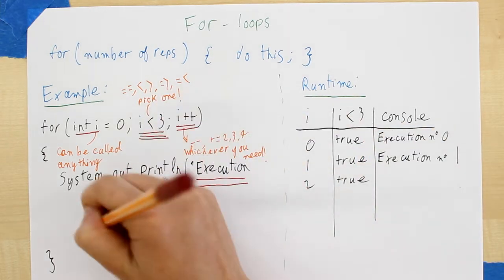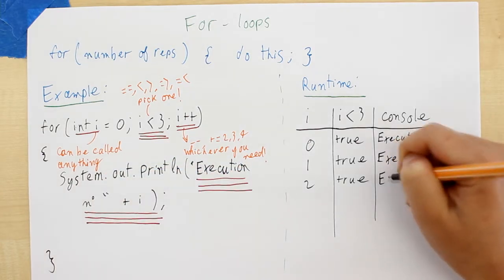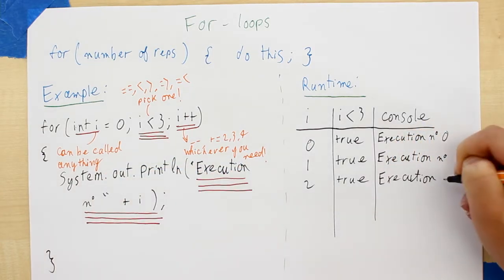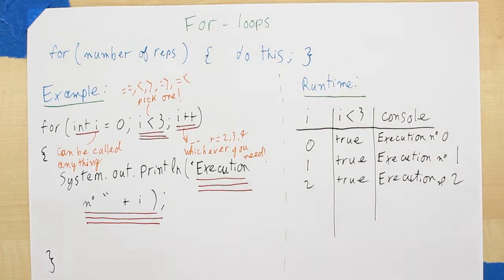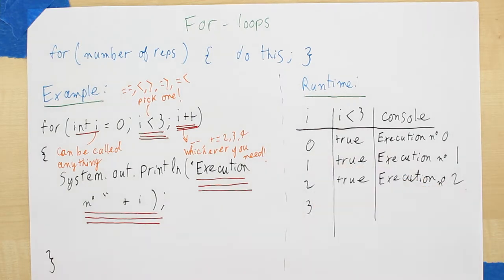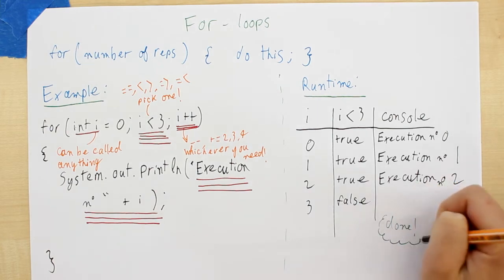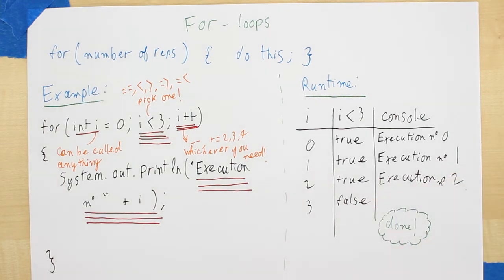You test the condition, is i less than 3? Yes, it is still less than 3. It's 2. So you print out execution number 2 and increment i by 1. It now holds a value of 3. So when you do i is less than 3, that's strictly less than 3. Therefore, it evaluates to false. And what is between the curly brackets does not happen. The loop has ended, and it will now go on to whatever is after that in the code.